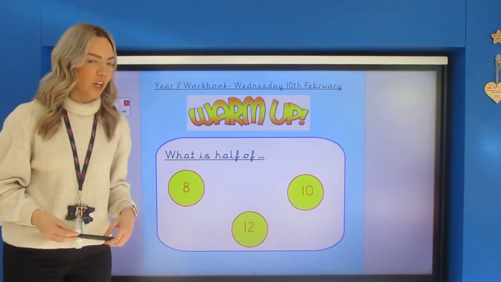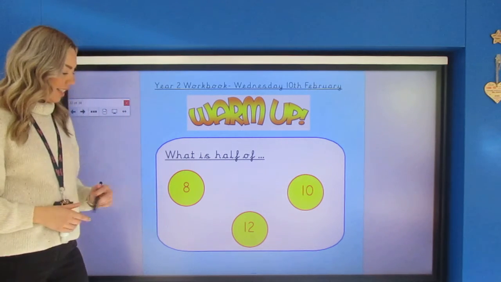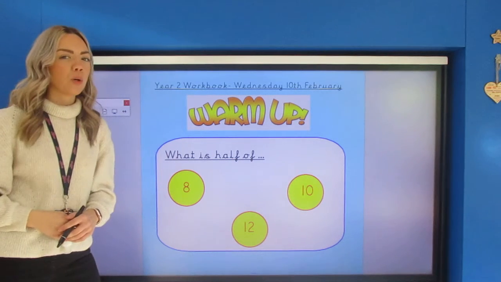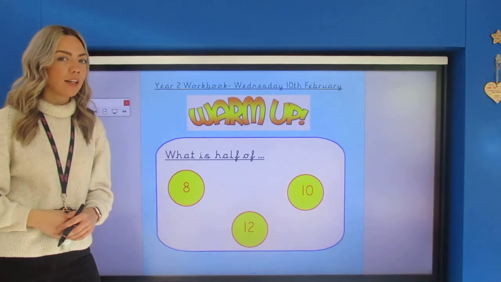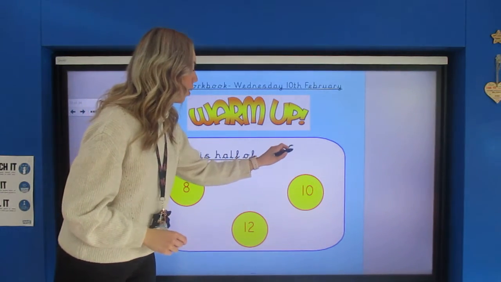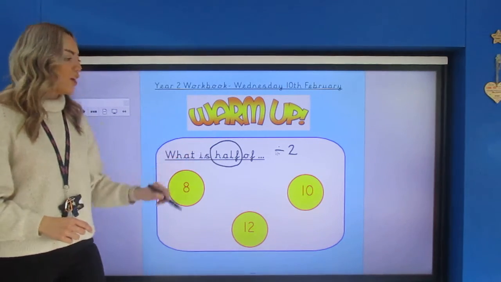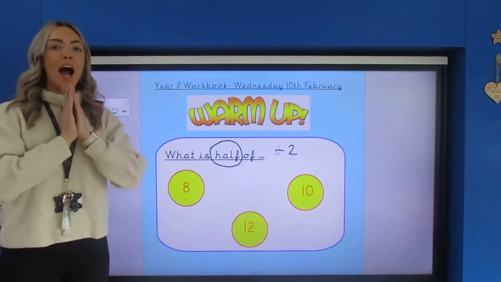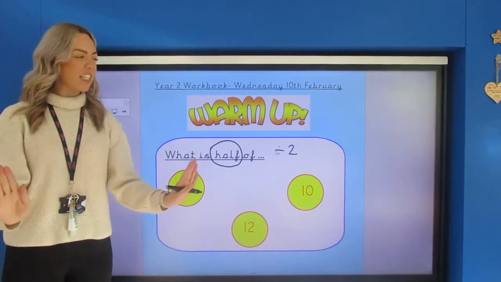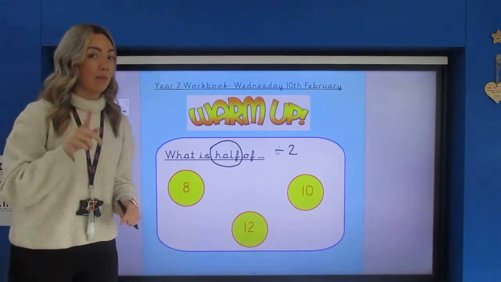Okay, excellent then Year 1. So, what is half of the number 8? Now remember, half means to divide by 2. Brilliant. So I'm going to pop that up there. I hope, Year 1, that as soon as you saw the word half, that's the first thing you did. You thought straight away, I need to share it equally in 2 parts. I need to share it, divide it by 2, because that is what half means. I hope that's what you thought straight away, and I'm sure it is.